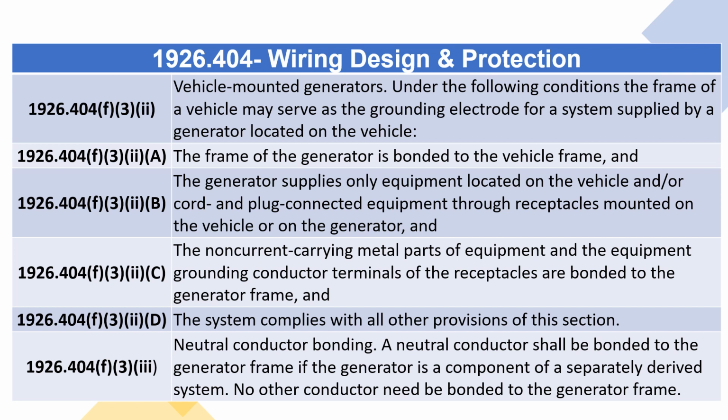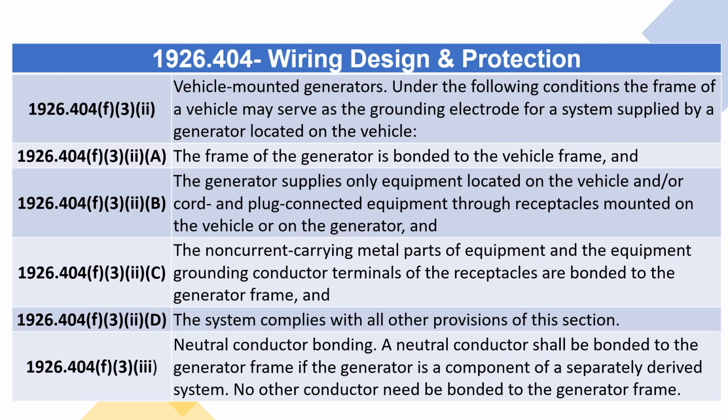1926.404 F3 2A through 1926.404 F3 2D. The frame of the generator is bonded to the vehicle frame, and the generator supplies only equipment located on the vehicle and/or cord and plug connected equipment through receptacles mounted on the vehicle or on the generator, and the non-current carrying metal parts of equipment and the equipment grounding conductor terminals of the receptacles are bonded to the generator frame, and the system complies with all other provisions of this section.